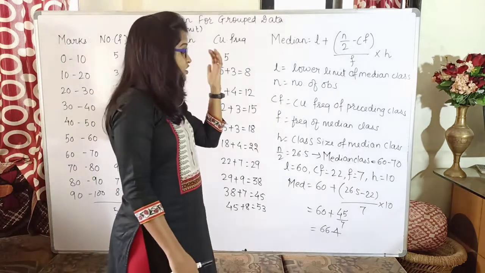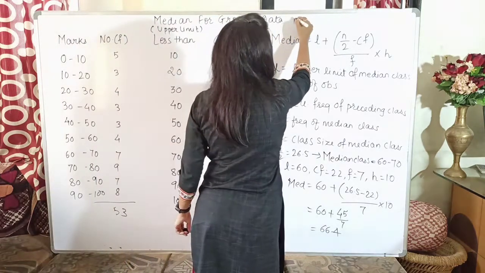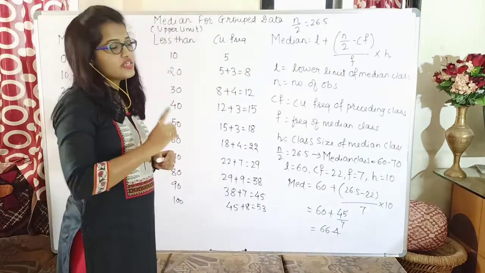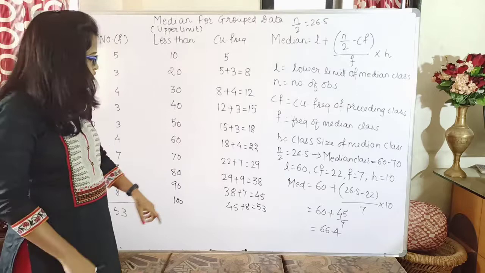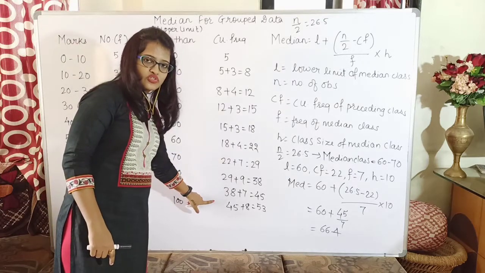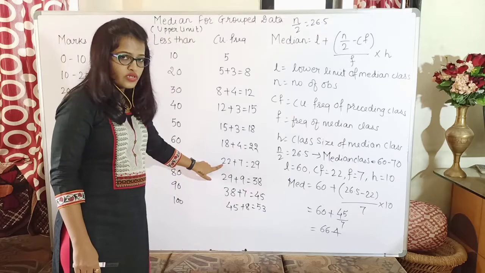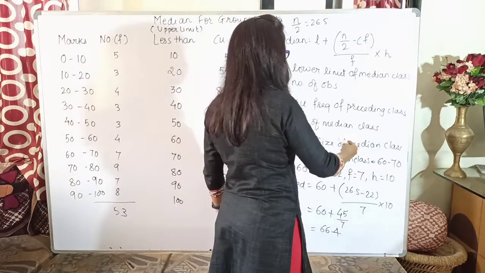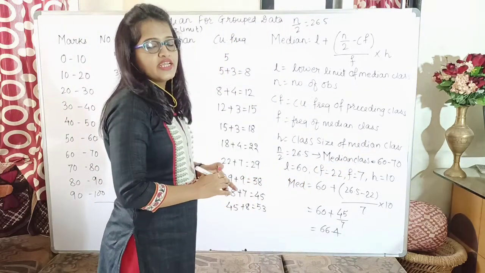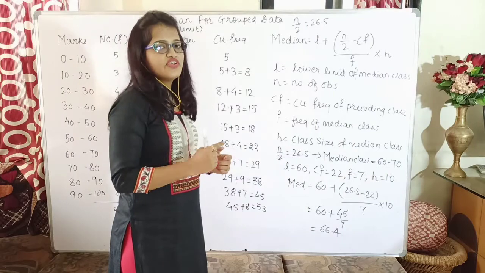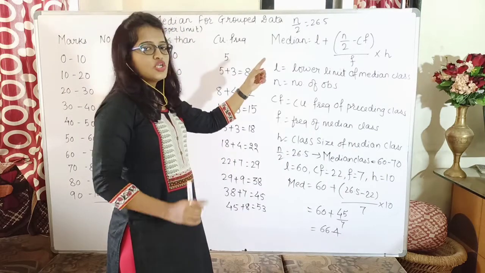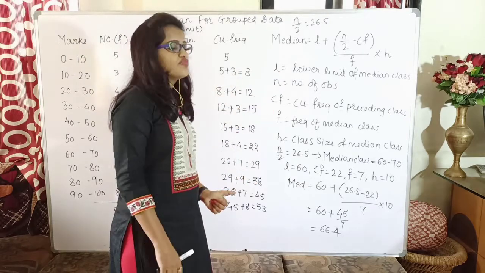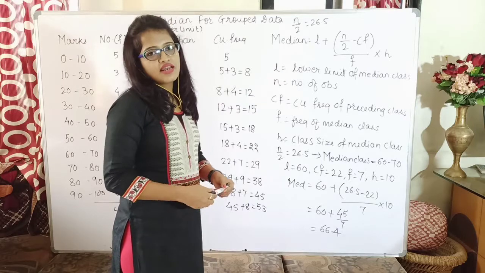After that, we found n by 2. From n by 2, we locate the median class. The median class is the class which is greater than n by 2 while being nearest to it. There were 4 classes having values greater than n by 2, but the nearest one was this one, and the class you located is the median class. So the median class was 60 to 70. Then the formula for the median is L plus (n by 2 minus CF) divided by f, into h, where L is the lower limit of the median class, CF is the cumulative frequency of the preceding class, f is the frequency of this class, and h is the class size.